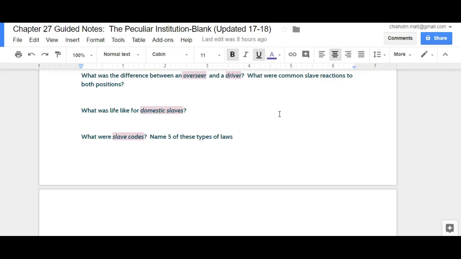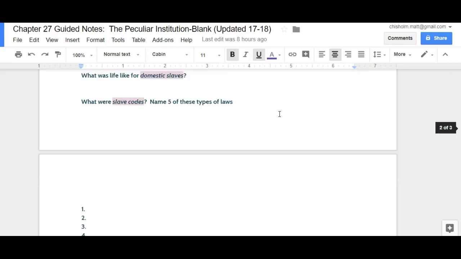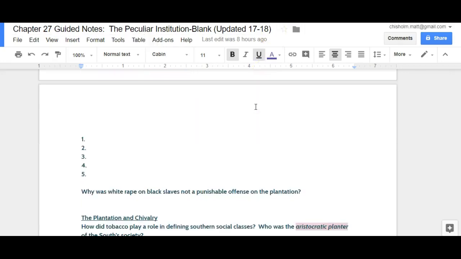Slave codes, though, applied to both types, domestic and field slaves. There are rules that outline the rights of slaves in general. It varied from state to state, but the five main ones that we can talk about, actually there's probably like seven, I'll run through these real quick. They couldn't do business with the slave without the consent of the owner, right?